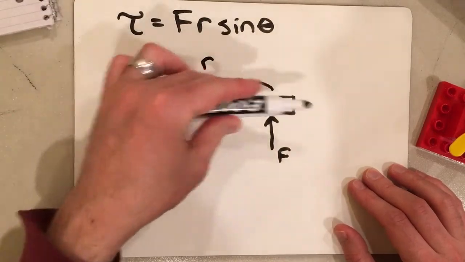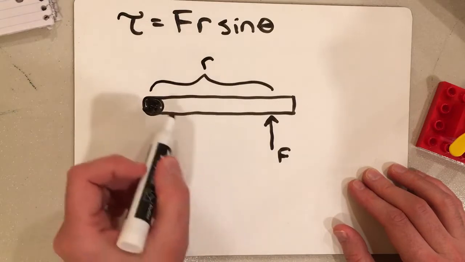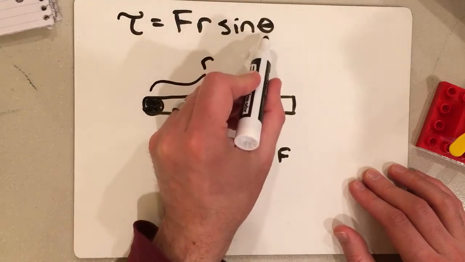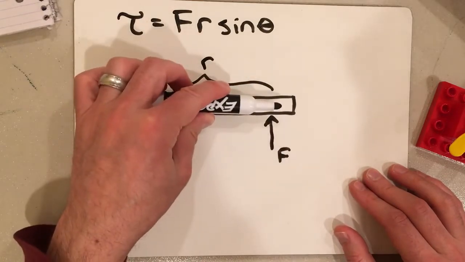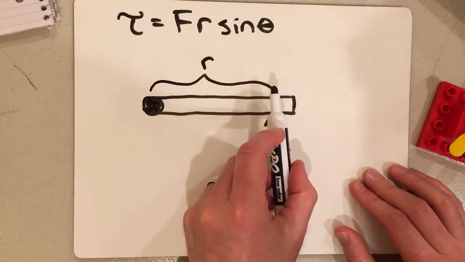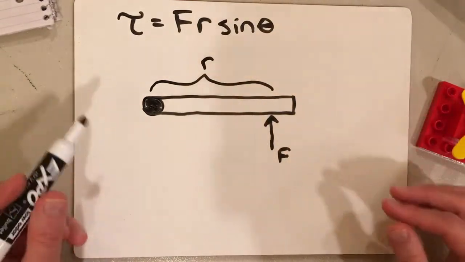And you can see that this lever is going to be horizontal. So this angle here is the angle between the lever and the force. So I've got a horizontal and a vertical. The angle between them is 90. That would be the angle I'd put in there. And of course the sine of 90 is 1.